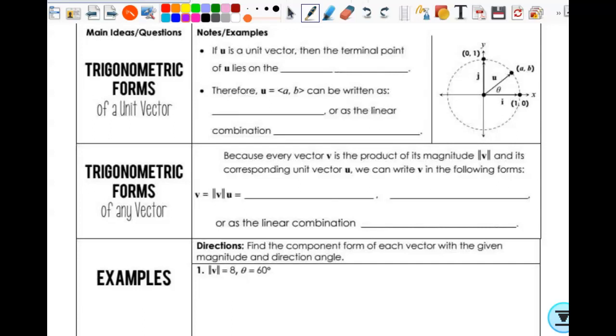But so if u is a unit vector and the terminal point of u lies on, what would this circle be called if u is 1? A unit circle. Okay, so if it's a unit vector, the terminal point in standard position lies on the unit circle.